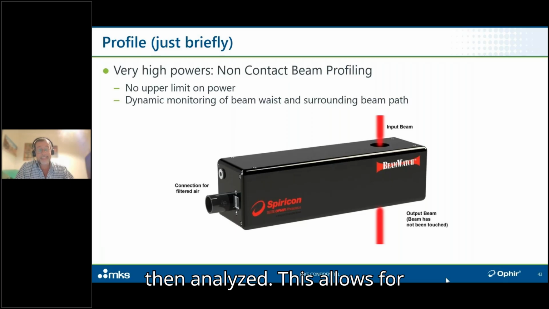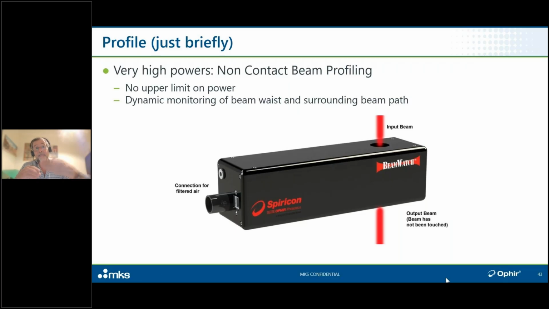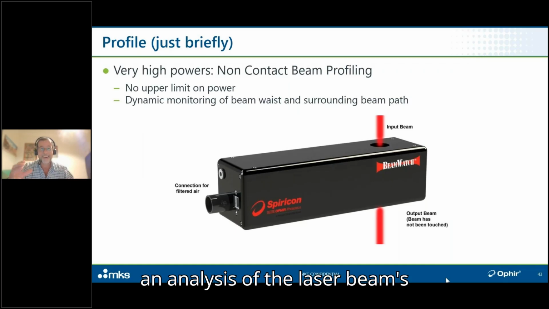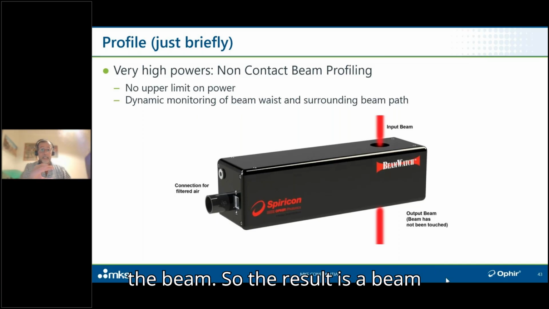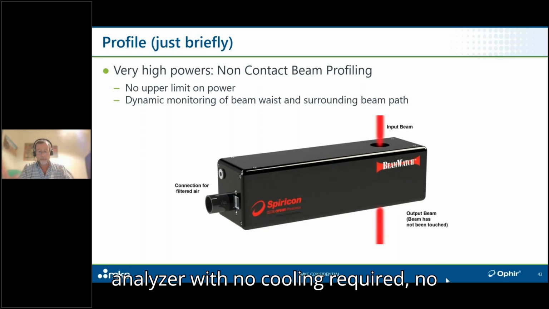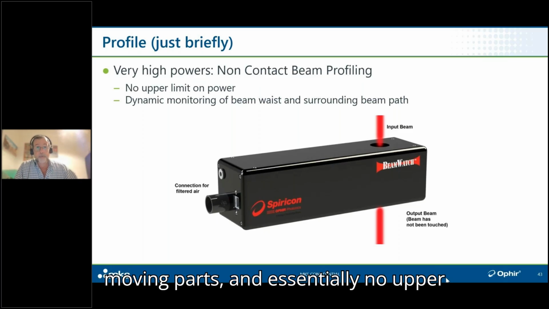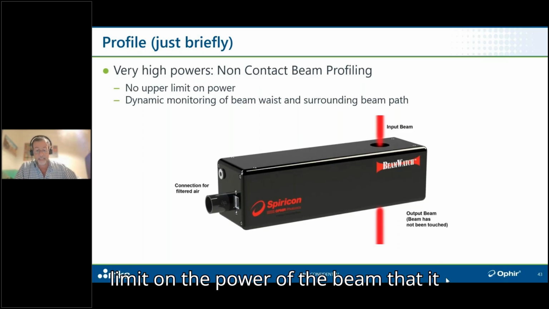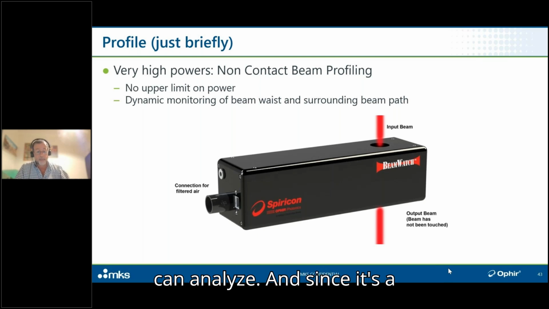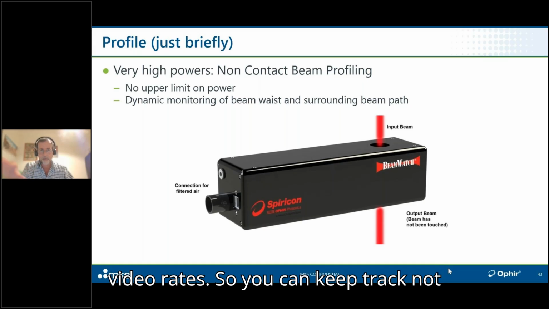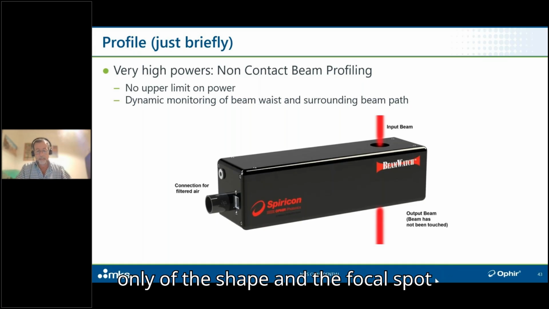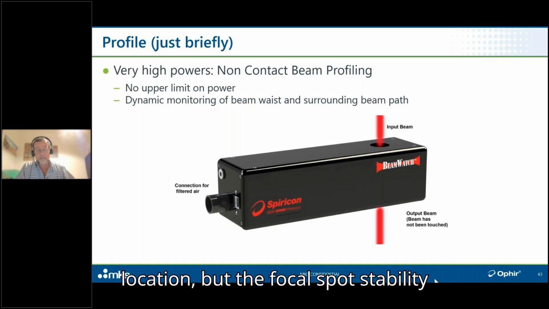And since it's a camera-based system, it provides data at video rates, so you can keep track not only of the shape and the focal spot location, but the focal spot stability and the movement as the laser warms up, and things like that. So you're also getting time-based characteristics, the location of the spot over time, as well as other parameters like beam divergence, M squared, beam parameter product, BPP, all of which can be provided dynamically in real time.